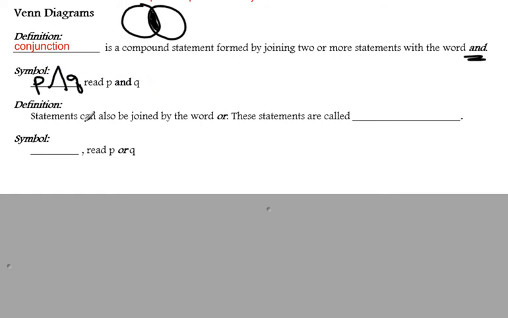Statements can also be joined by the word or, and these are called disjunctions. And so if I write P and then this symbol, Q, that would read P or Q. The way I remember the difference between and and or is that the and kind of looks like you're about to write the word A for and, and then for or, you can make it look like an O.